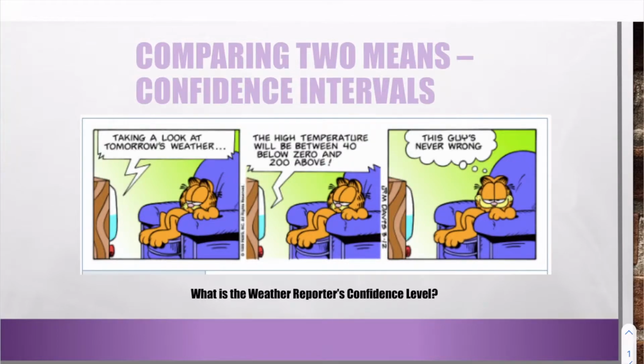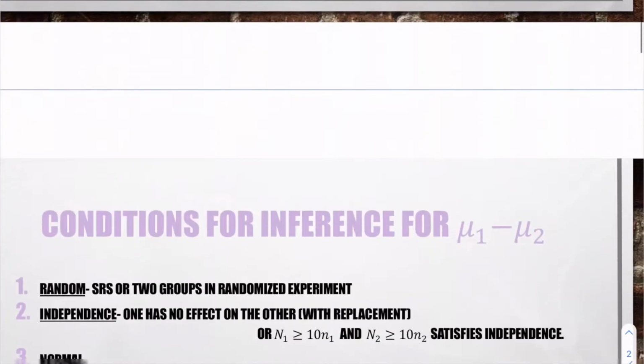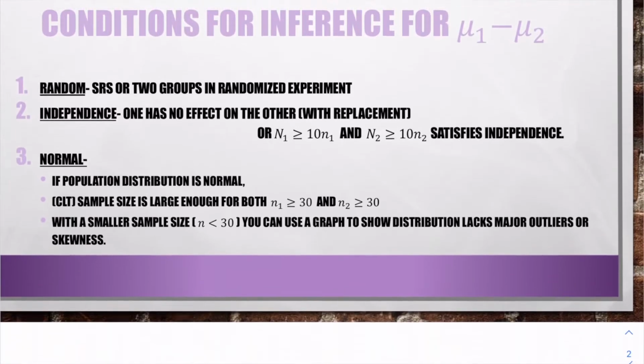Here's a little Garfield comic strip to get you going. Taking a look at tomorrow's weather, the high temperature will be between 40 below zero and 200 above. This guy's never wrong. So the question is, what is the weather reporter's confidence level? And would that be a useful confidence interval? Think about it.